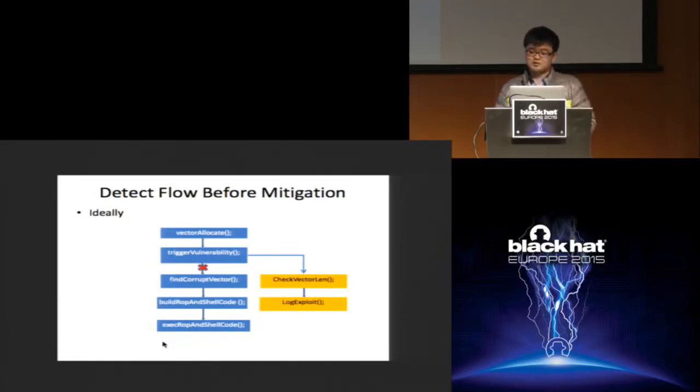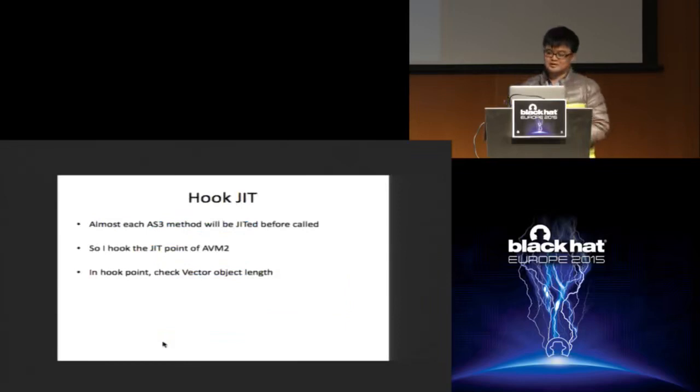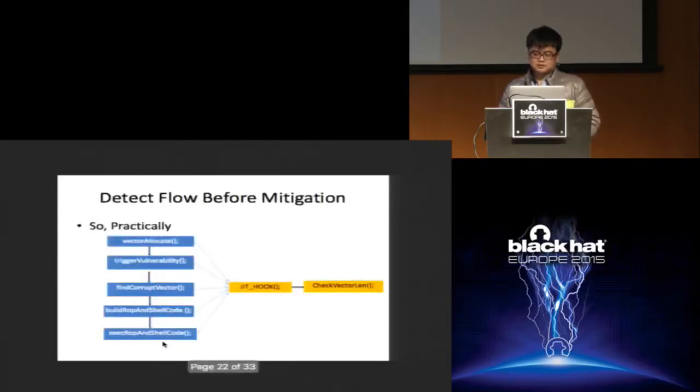So I need a chance or a checkpoint to check the vector length. So I hook the JIT point of AVM2. We know that almost every AS3 method will be JIT'd before it is called the first time. So after I hook the JIT point, we have a chance to check the vector object length. So practically it is like this. Before each step, it will hit the JIT hook function, and in this function, we can check the vector object length.